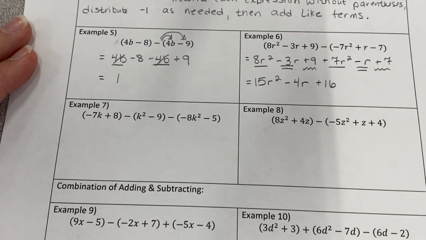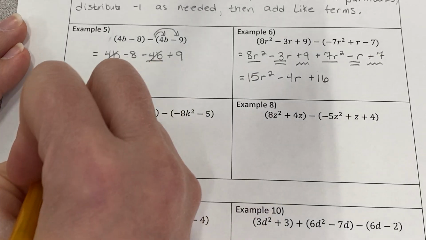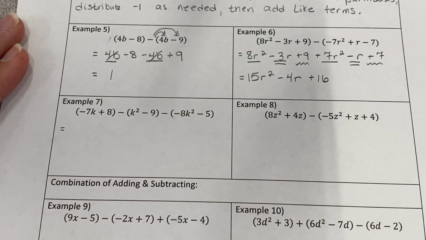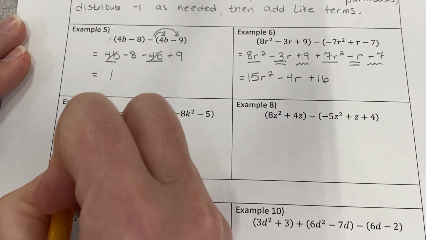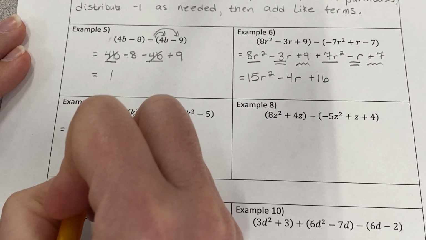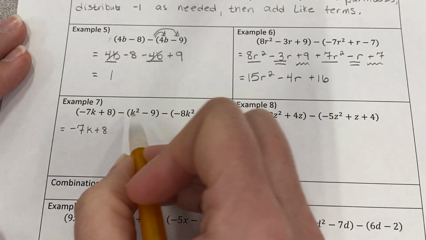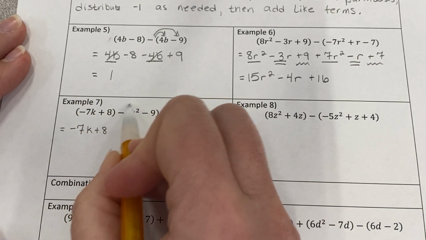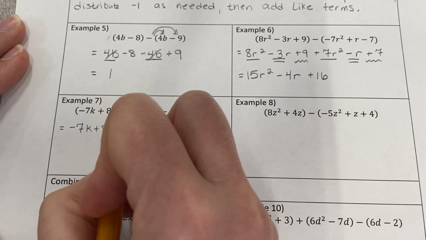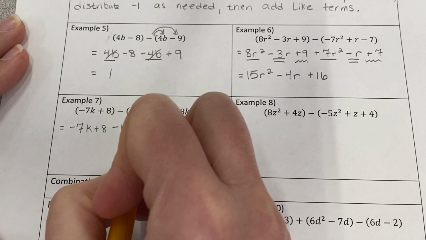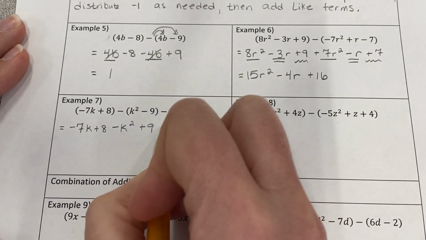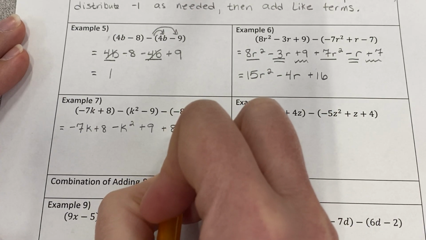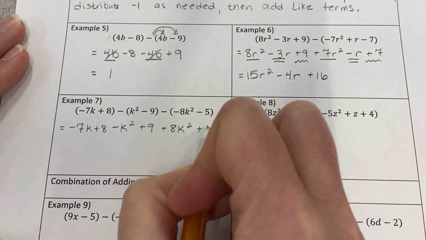All right. Next example. Again, I'm going to rewrite it, distributing negative 1s as needed. So here, it's not needed. So negative 7k plus 8. Here it is. Negative, so that would give me minus k squared plus 9. And then for my last quantity, plus 8k squared plus 5.